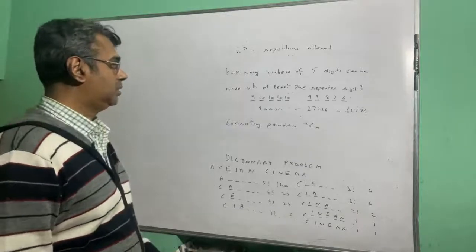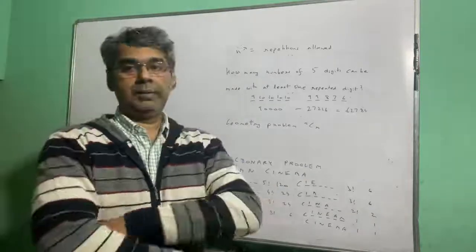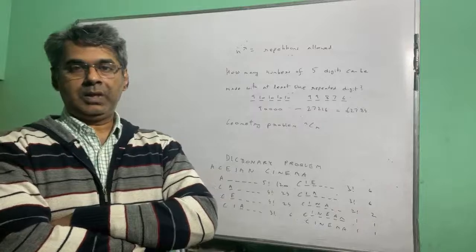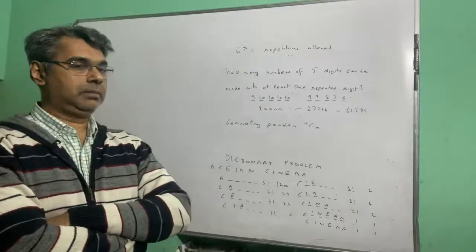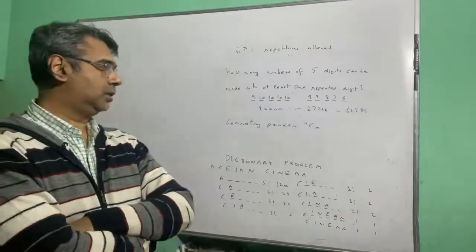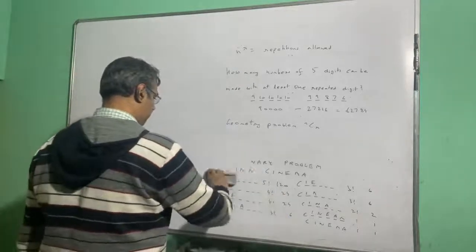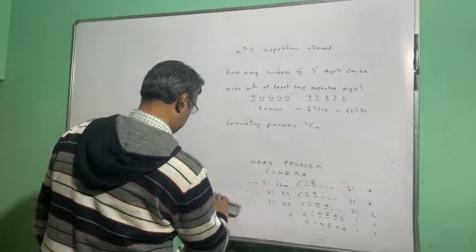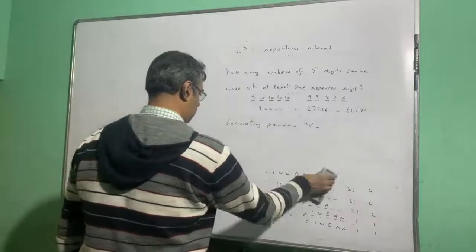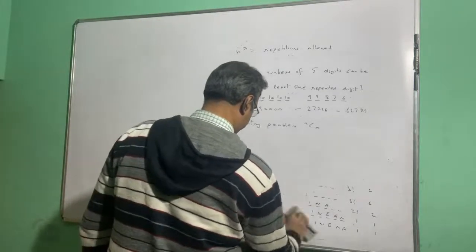Okay, next let's have a look at the geometry problems using nCr. You all know that nCr is the number of combinations or number of selections of n things r at a time. Now you have some geometry problems based on nCr. Let's just have a look at those.